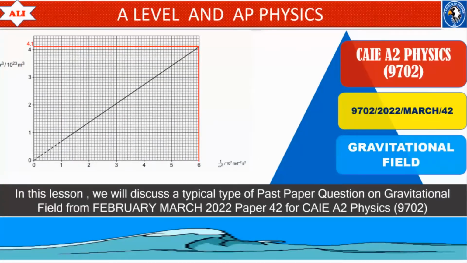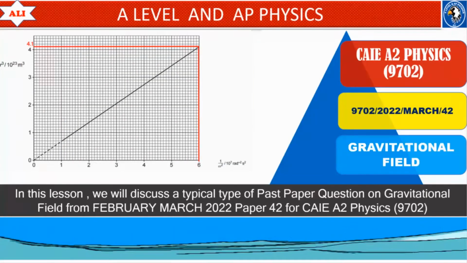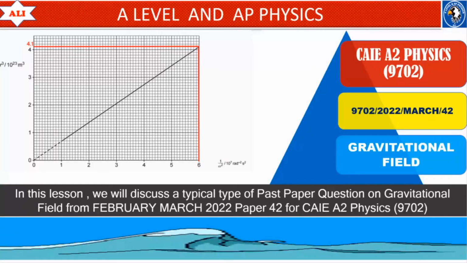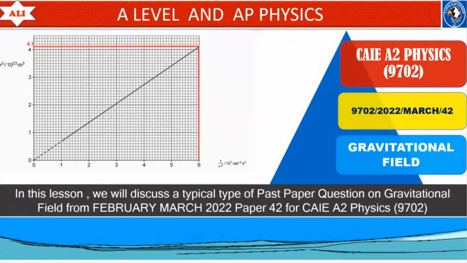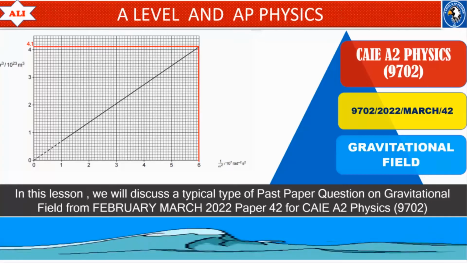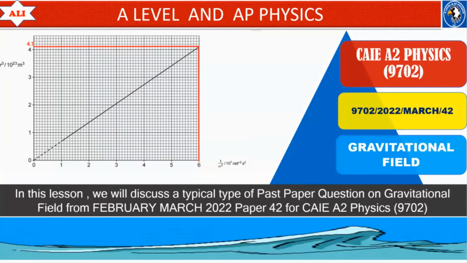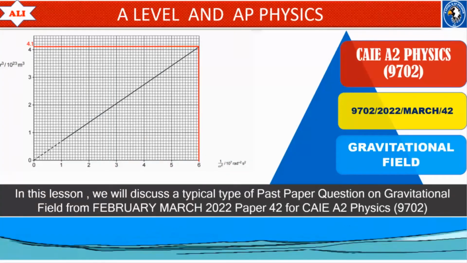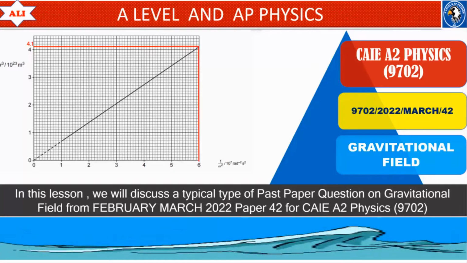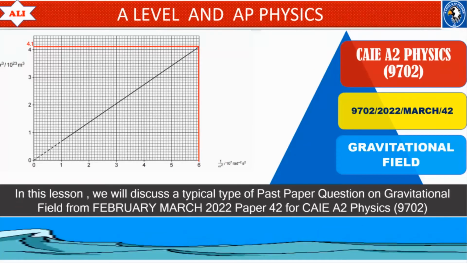In today's lesson, we will discuss a typical type of question on gravitational field from March 2022, Paper 4, Variant 2. In this question, we will discuss how to calculate mass of a planet. We will also discuss how to sketch gravitational field around any mass. At the end of this lesson, we will also discuss how to calculate orbital speed of Moon.